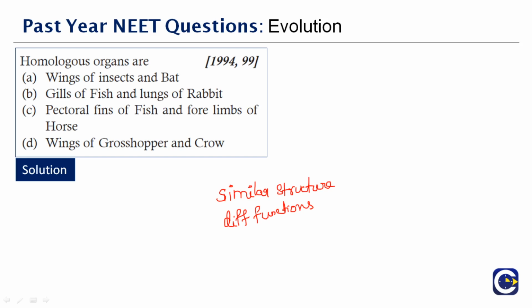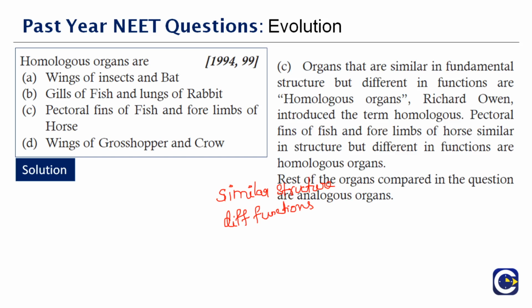Richard Owen introduced the term homologous. So he was the first to introduce it. Pectoral fins of fish and forelimbs of the horse are similar in structure but different in function, while the rest of the organs compared in the question are analogous. So the right answer to this question is option C.